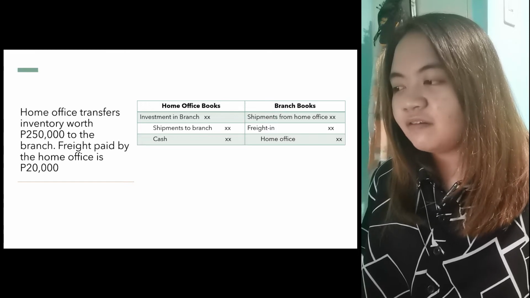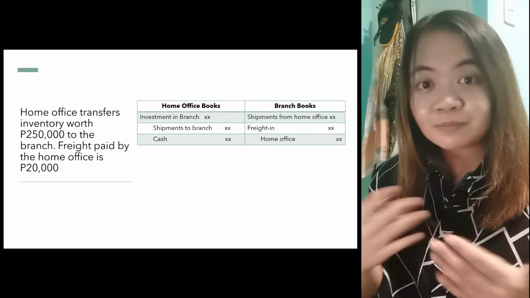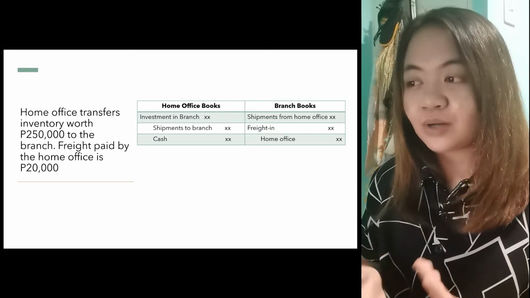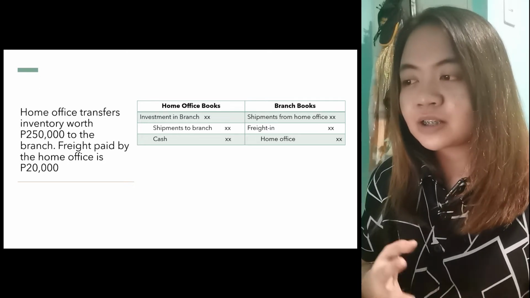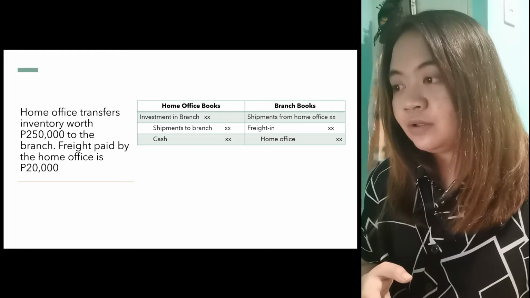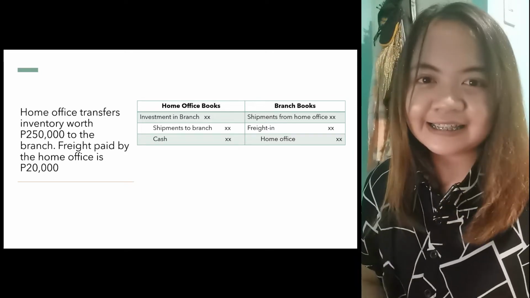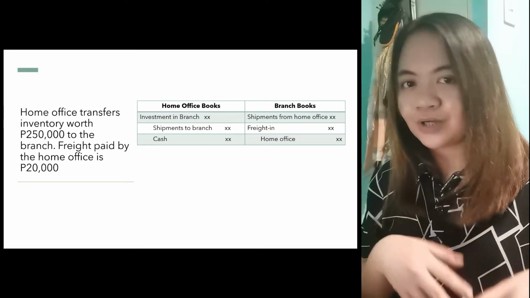Next. Home office transfers inventory worth 250,000 to the branch. Freight paid by the home office is 20,000. So, ngayon, si home office nagpadala na ng inventory. You debit investment in branch because it's an investment, and you credit shipments to branch and then cash. Okay? Ano yung cash? Yun yung ibinayad niyang freight papunta doon sa branch.